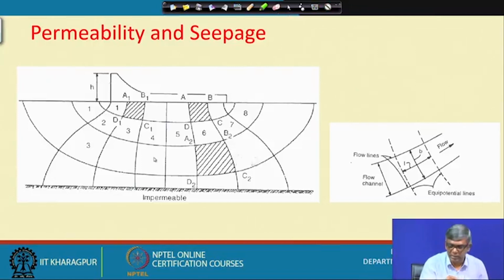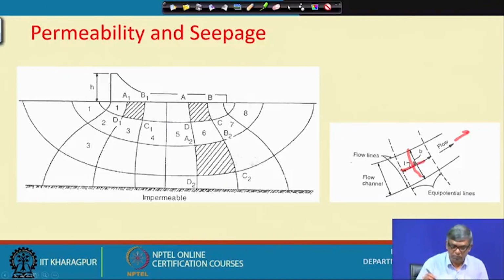From here one element can be shown in a large view. Suppose this portion is L, and this portion is B. So, with L and B dimensions, from a flow line I took only one element, having length L and width B, and flow is taking place in this direction. What is the area through which flow is taking place? B times 1, if I take unit width.